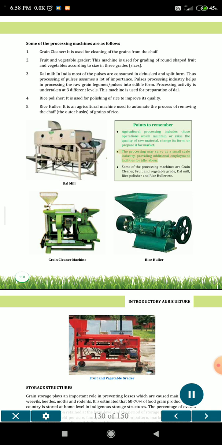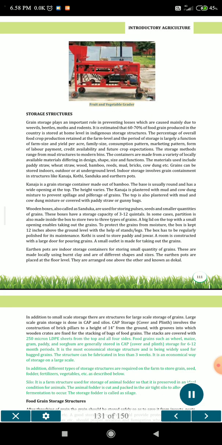The processing may serve as a small-scale industry, providing additional employment facilities for idle labor. Some of the processing machines are grain cleaner, fruit and vegetable grader, dal mill, rice polisher and rice huller etc. Dal mill. Grain cleaner machine. Rice huller. Fruit and vegetable grader.